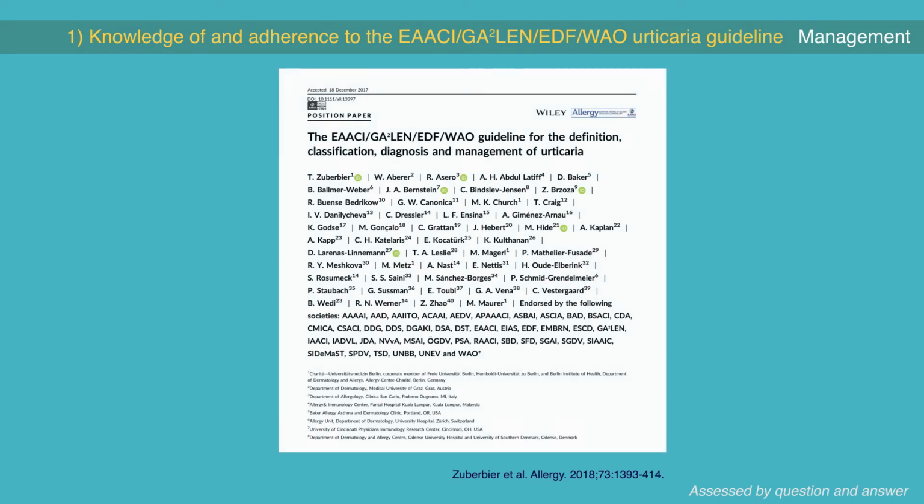Number 1. Knowledge of and adherence to the EAACI, GA²LEN, EDF, WAO Urticaria guideline. The centre should show to the auditors that the guideline is available either electronically or on paper at the centre and accessible to all centre members. Centre members will be interviewed on the content of the guideline.